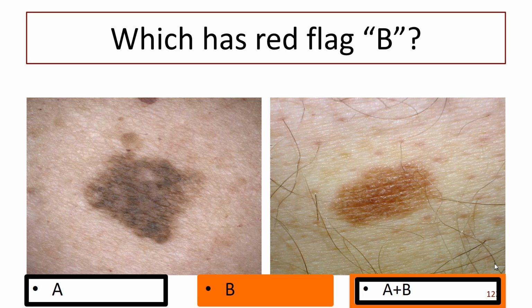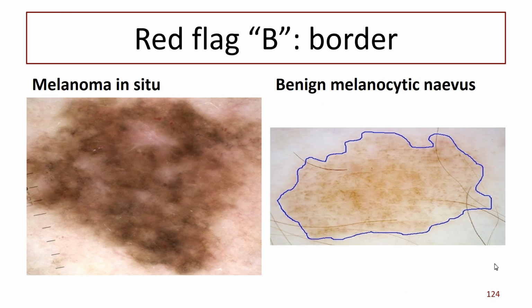Ill-defined and irregular, but do you think this is ill-defined and irregular too, by any chance? Because I do. So the purpose of this picture is to say that border irregularity is a very poor discriminator between melanoma and benign lesions. And I can show you that border actually can be very confusing.